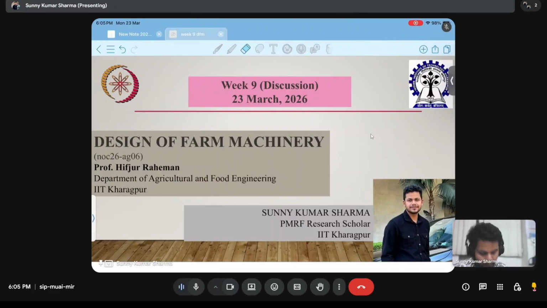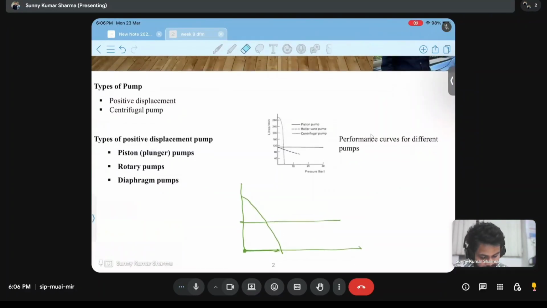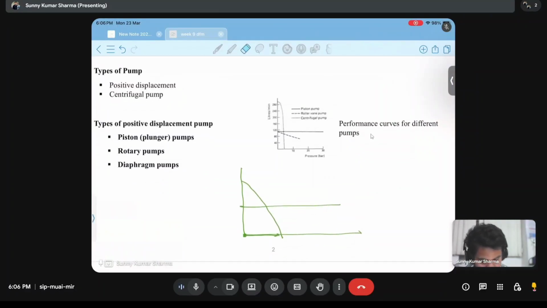Hello everyone, welcome you all in this doubt solving session for design of farm machinery NPTEL course. Today we will discuss week 9, which is mainly related with the sprayer part, and here we will be covering lectures 41 to 45, and we will discuss the previous year questions of this week 9. So let's start the session.